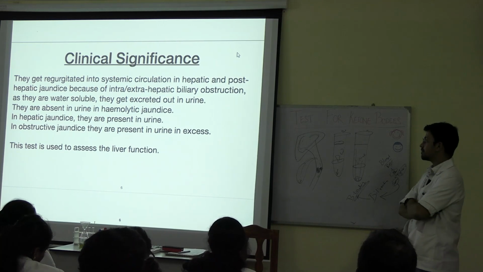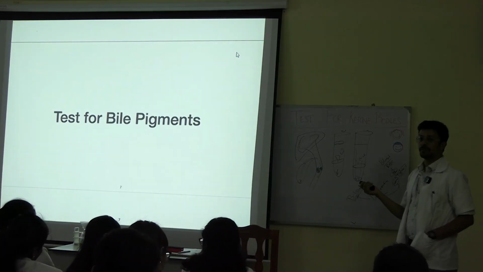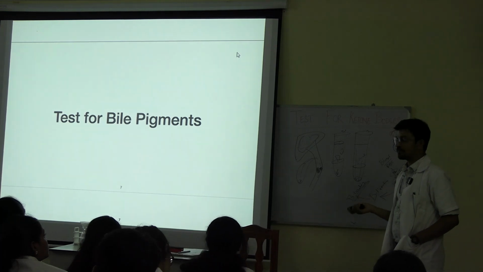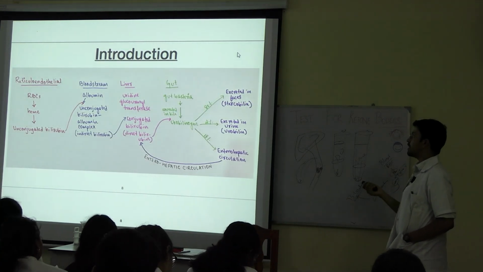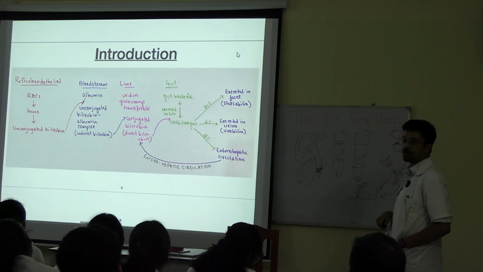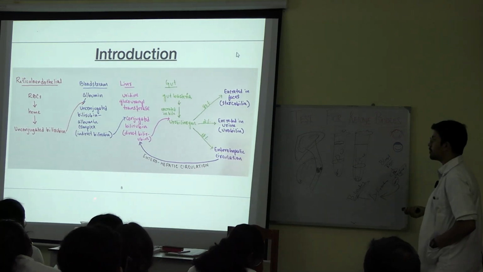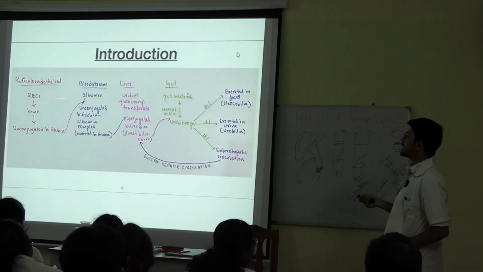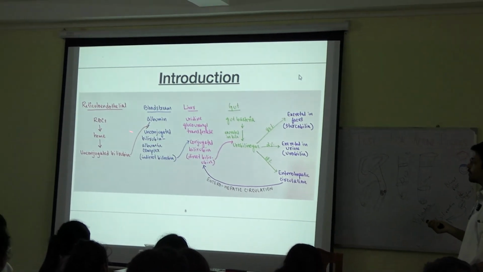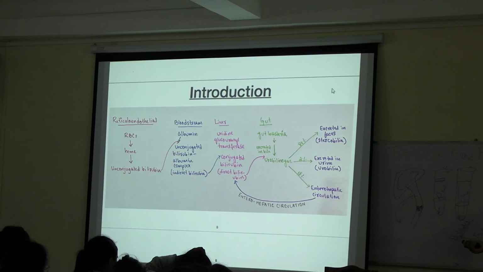Fine. Now this is where the bile pigment comes. The most common bile pigments are bilirubin and biliverdin. Now this is how the metabolism of bilirubin works and how the bilirubin comes out. Now see, try to find it over here. In the reticuloendothelial system, what happens? RBC is broken down and forms the heme. From heme we get the unconjugated bilirubin.